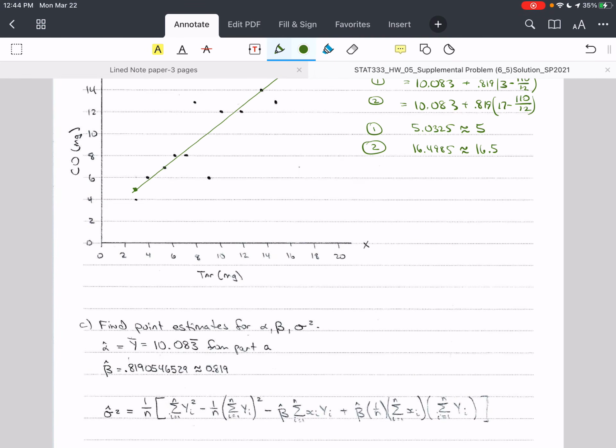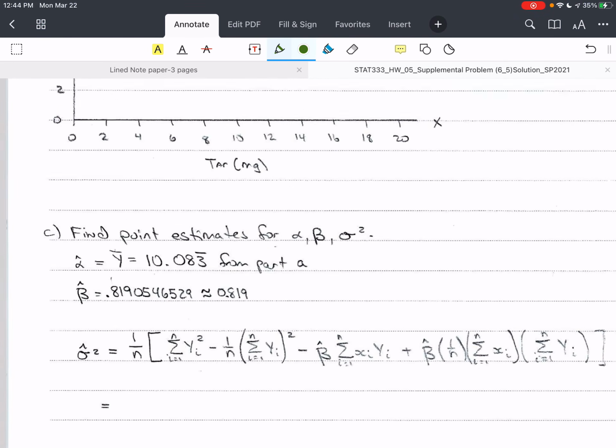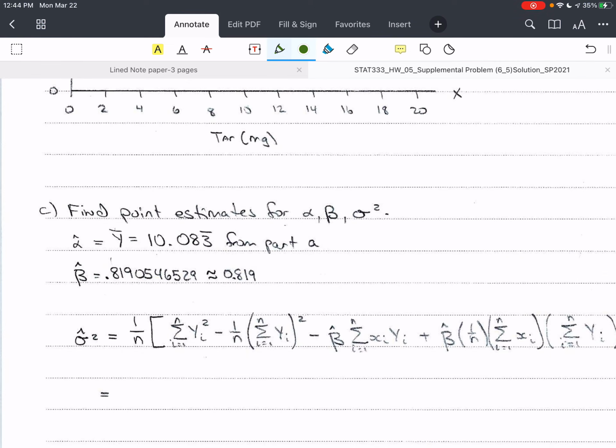Now, part C can be a little confusing because it says find point estimates for alpha, beta, and sigma squared. From part A, we have y bar equals 10.083, so this is alpha hat. And from part A, we have that beta hat equals 0.819. So we're done with that part. Now we have to do sigma squared hat.